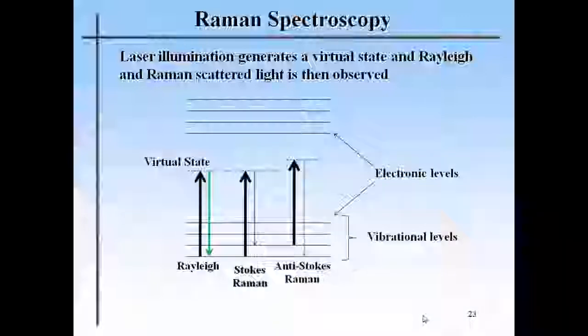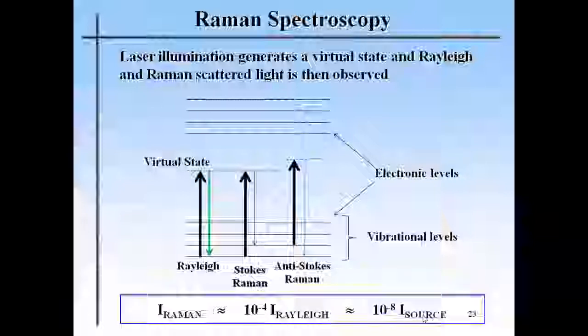So this is just a repetition of what I have shown you. You can also go back to the ground state after excitation, but you do not want this Rayleigh line. You want to get rid of it. This is a Stokes line, anti-Stokes, and the intensity of the Raman line is only 10 to the minus 8 of the source and 10 to the minus 4 of the Rayleigh line. So you have to get rid of this Rayleigh line. You do it by filtering.